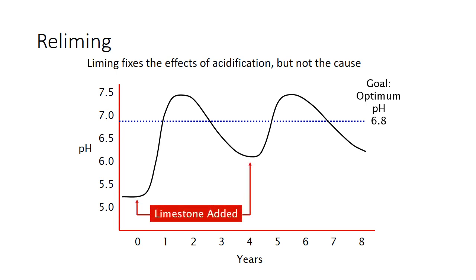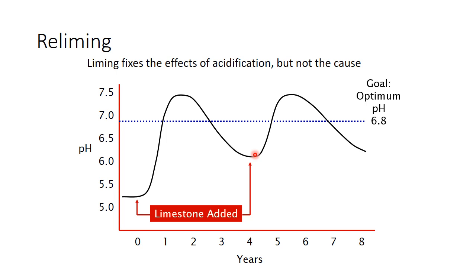So we add limestone at year 0. Our soil would go from acidic pH up to say 7.5. And then we add more fertilizer each season. The soil gets more and more acidic, there's more base cations being leached out from rainfall, and eventually we get down to our trigger point where we're below, say, 6.5 or 6.0, and we apply limestone again, and this is year 4.